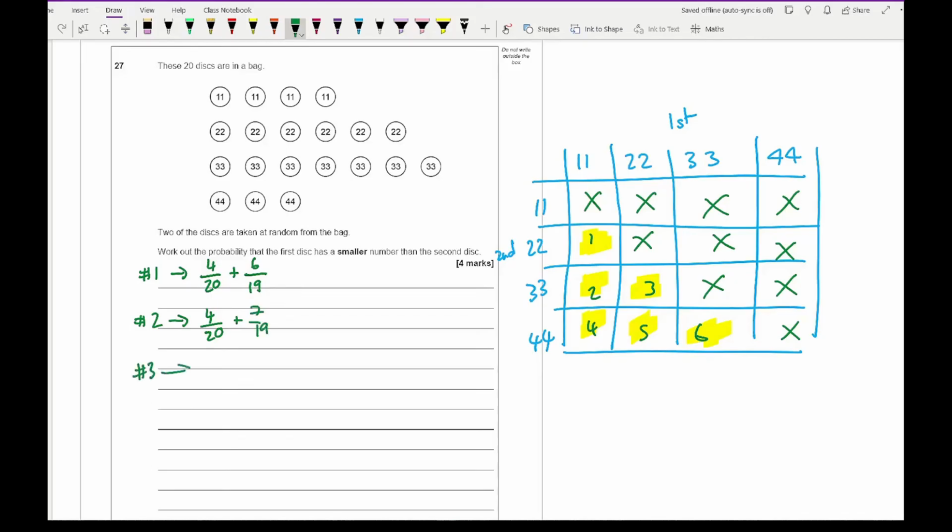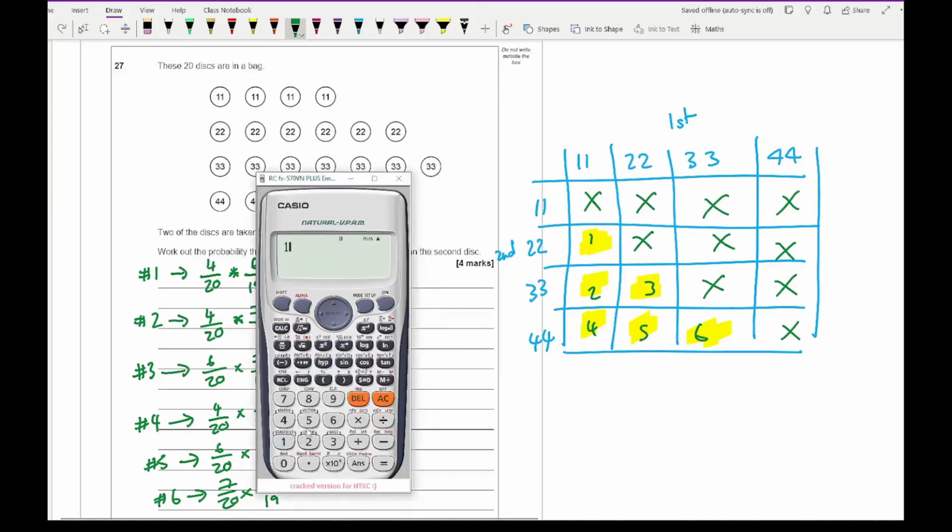Then for number 3, that's going to be 22 first, so that's 6 out of 20, times, actually these should all be times, not plus, 33, which is 7 over 19. With number 4, that's 11 first, so 4 out of 20 times 44, which is 3 out of 19. Then number 5 is 22 first, which is 6 out of 20, multiplied by 44, which is 3 out of 19. And finally option 6, which is 33 first, which is 7 over 20, followed by 44, which is 3 over 19.